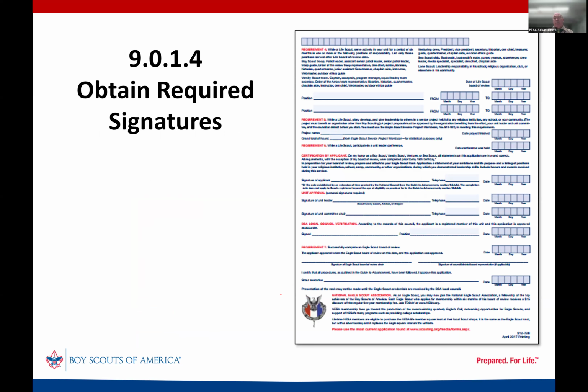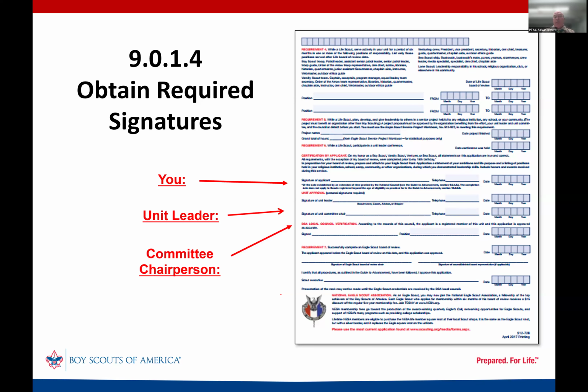All right. So on the other side, on the second page of this form, there are a number of different signatures that are required. First of all, there's a signature of the scout, the candidate who's going forward, basically saying, yes, I've got everything filled in correctly. There's also a signature for the unit leader and a signature for the committee chairperson. All right. So those are all the signatures that are going to be needed.